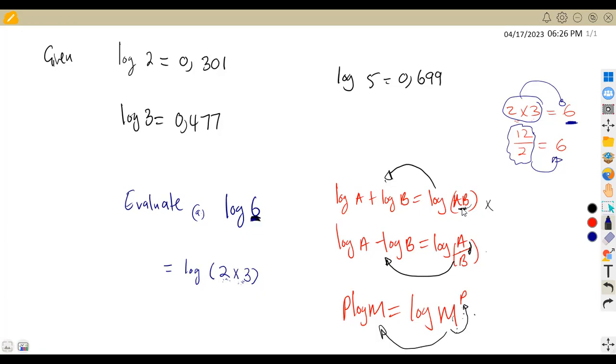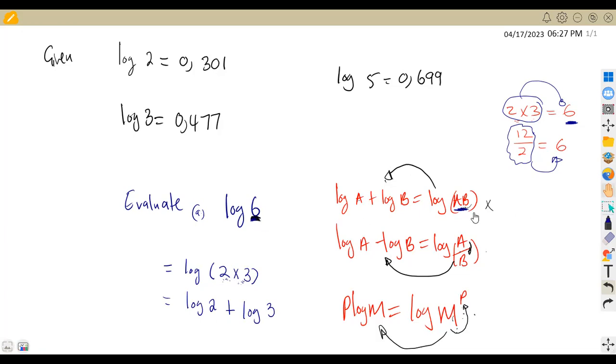Now we refer back to our laws. What was the law that gave us this part AB? You see that AB is multiplication. So for us to multiply these numbers, what was happening? We were adding the logarithms before. So we are going to add the logarithm of 2 plus the logarithm of 3. This is what gave us 2 times 3. Are we seeing the reverse part?